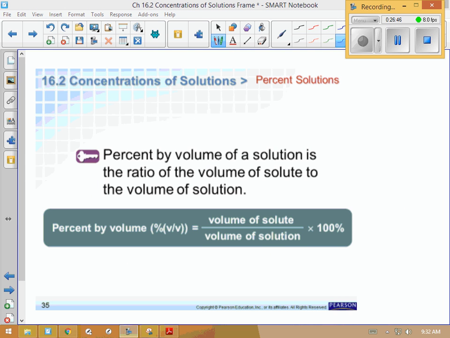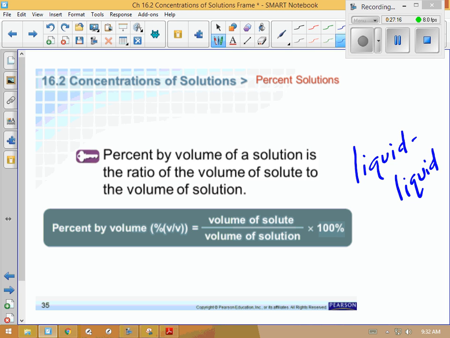Percent by volume. It's the ratio of the volume of a solute to the volume of a solution. It's very useful when you're mixing liquids, okay? Because we normally don't measure the volume of a solid. We don't normally use this when we're, say, putting sugar in iced tea or salt in water. We normally measure the mass of the solid. This is normally used for liquid type solutions. So ethanol in water is a good one, okay?